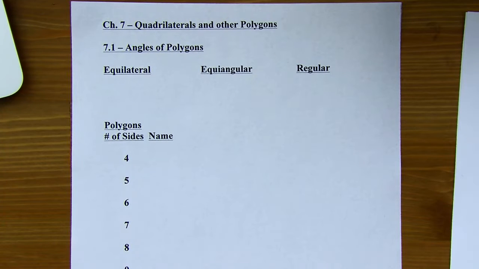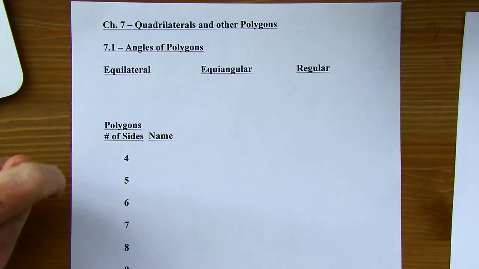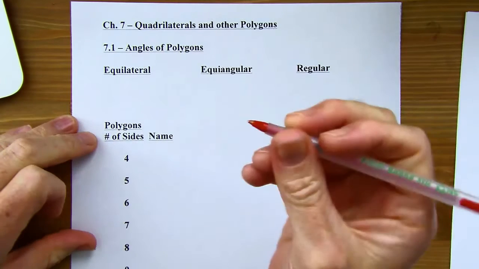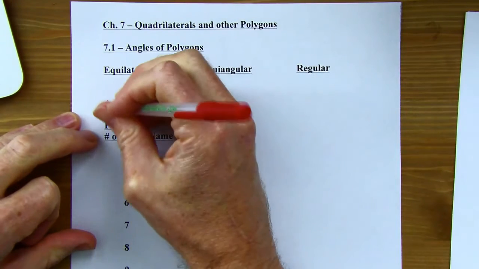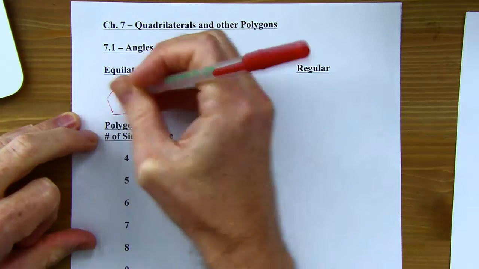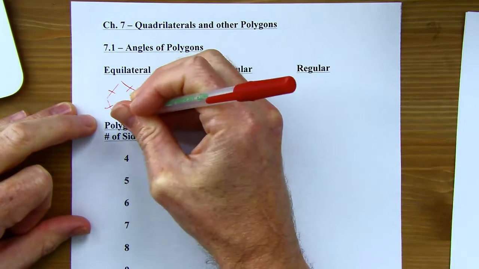Okay, so angles of polygons. I want to talk about equilateral, equiangular, and regular polygons. Equilateral means that they have congruent sides. So you might think of an equilateral triangle. I'm going to draw a pentagon instead, just to show that it doesn't have to be a triangle to be equilateral. It can be any polygon where all of the sides are congruent.